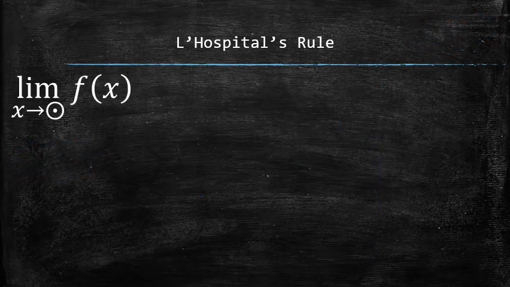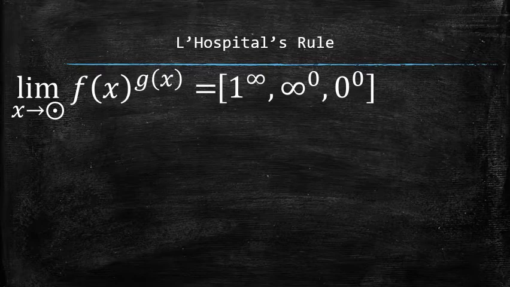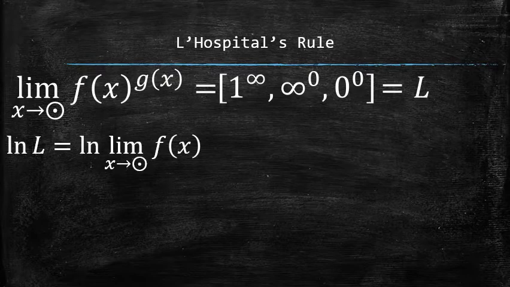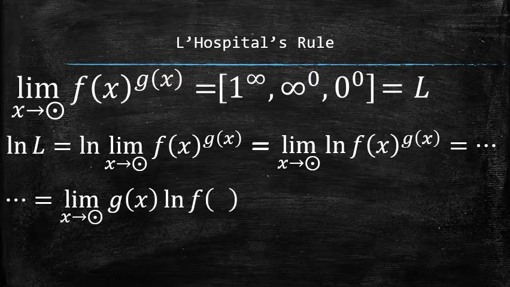In summary, when dealing with the 1 to infinite power, infinity to 0th power, and 0 to 0th power, we set the original limit equal to L. Then we apply the natural logarithm to both sides of the equation and find ln of L by passing the function through the limit and using the property of the logarithms to change the type of the limit to 0 times infinity.